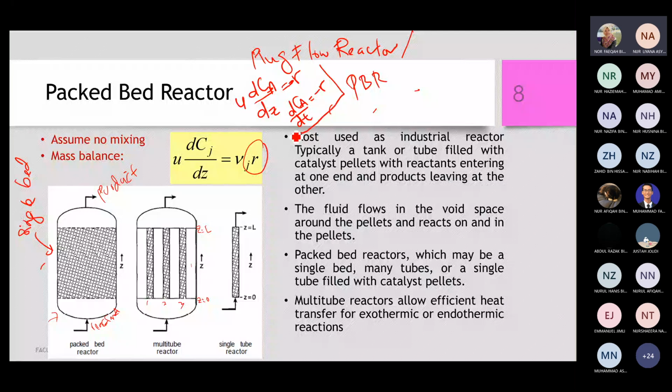So this is what you have learned in Reaction Engineering 1. Okay, why? Because Z over U is equal to τ, with Z over U equal to τ, the residence time. Length divided by U, where U is velocity, is equal to residence time.